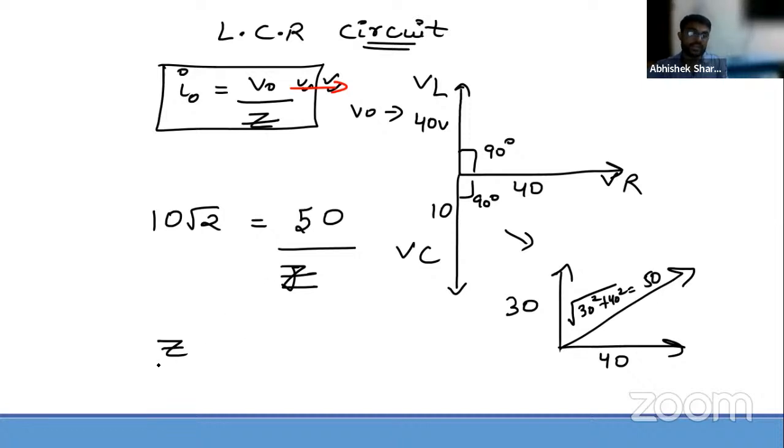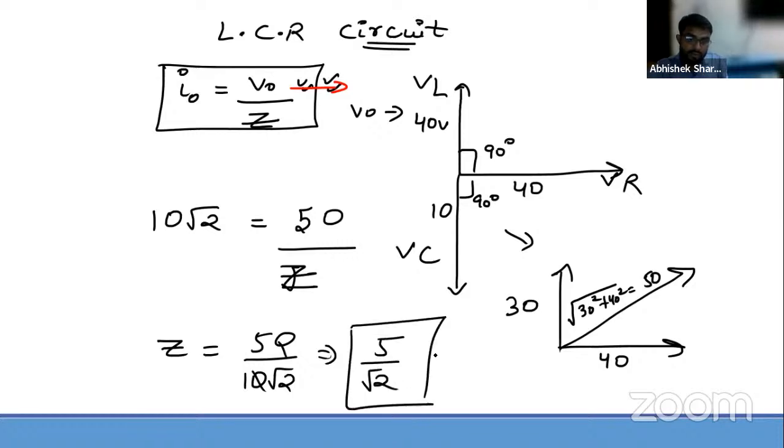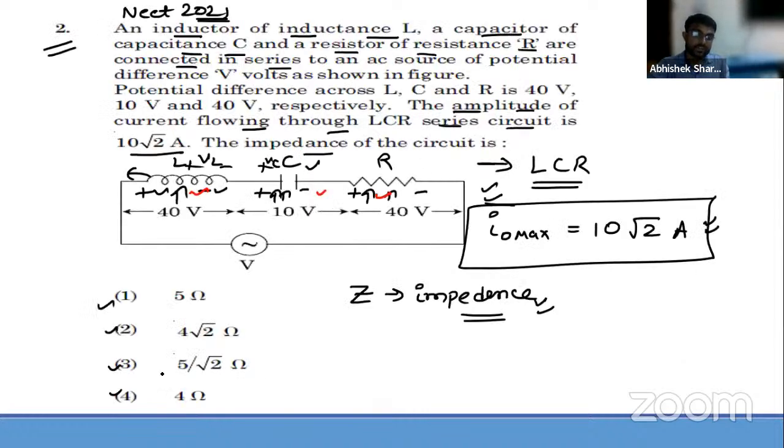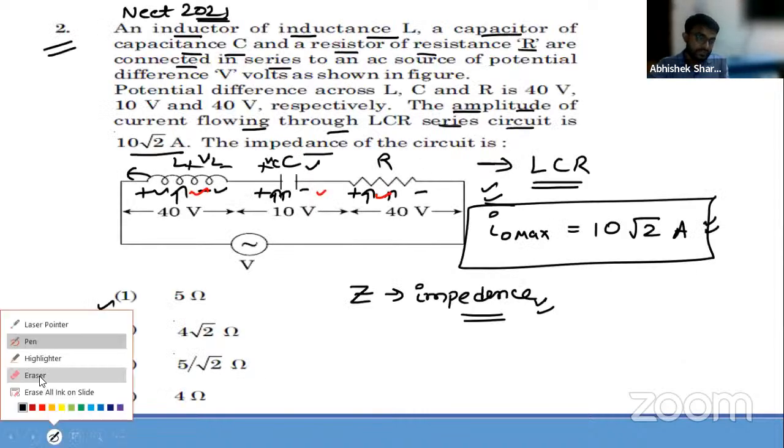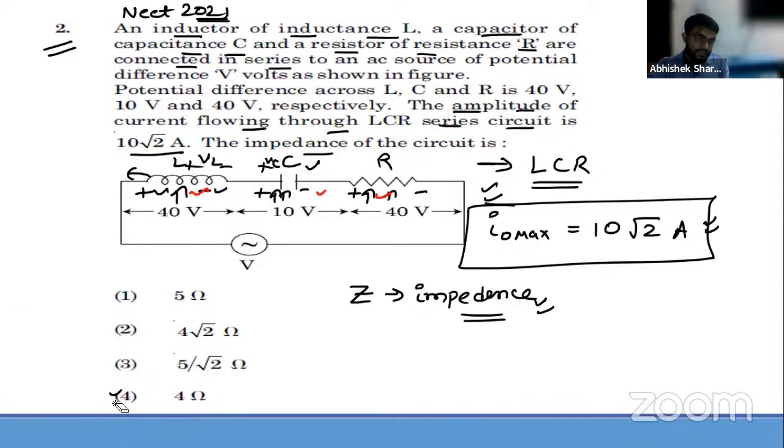Okay, so from this we can find the impedance as 50 by 10 root 2. The answer is, students, 5 by root 2. Impedance is 5 by root 2. Now if we check the options, the answer is not just most suitable or approximate, it's accurate. So the answer is what? 5 root 2. This is the answer. I hope you got the answer.